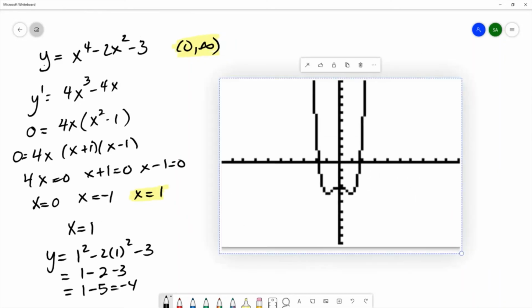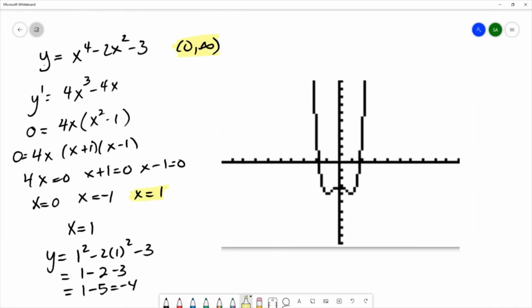So remember that we're only looking at the interval from 0 to infinity, so we're only looking at this piece of the graph. And looking at that piece of the graph, I can see that this point right here would be the absolute minimum, the lowest y value on the whole graph. And that point is 1, -4. We do not have a max on this interval since this piece of the graph goes on forever. And so there is no highest y value. So we have an absolute min of 1, -4.